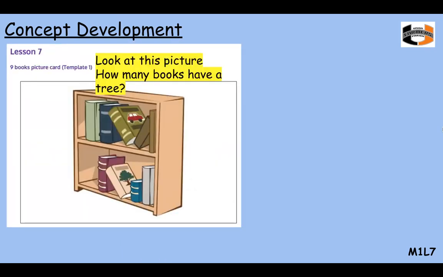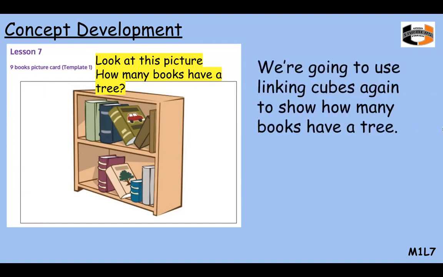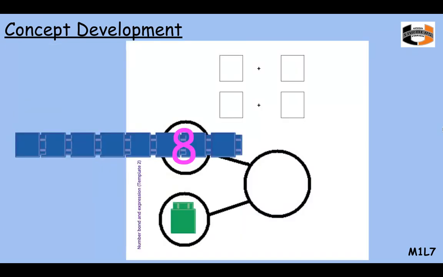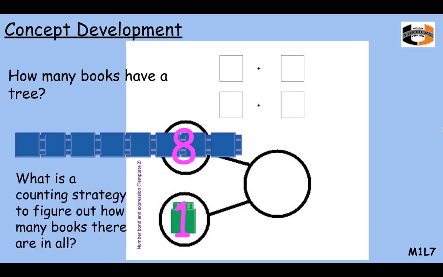Look at this picture and tell me how many books have a tree. We're going to use linking cubes again to show how many books have a tree. How many books have a tree? There was just 1. Only 1 book had a tree.